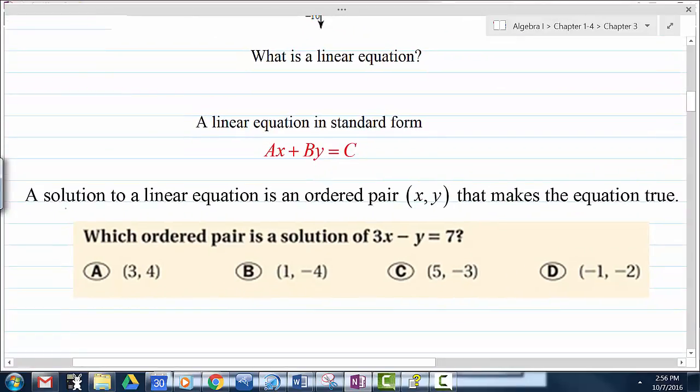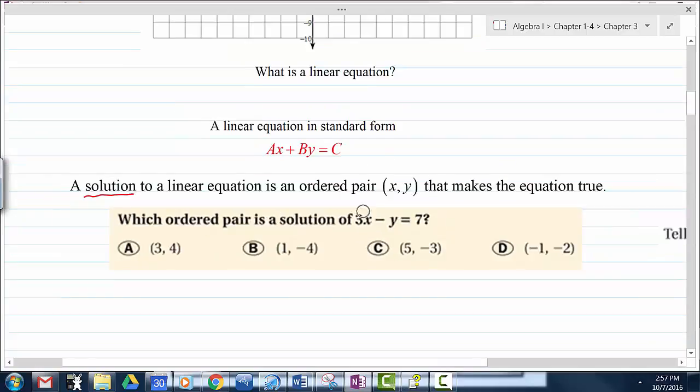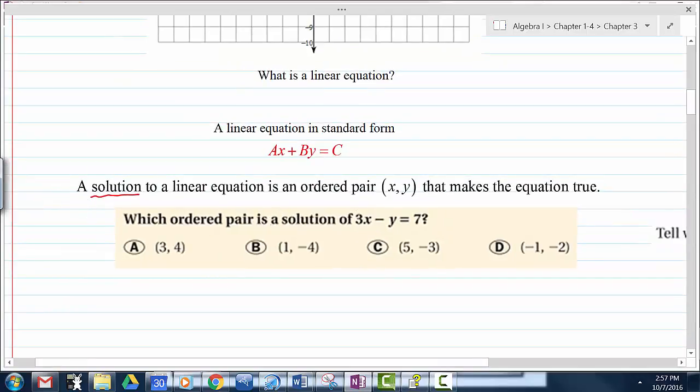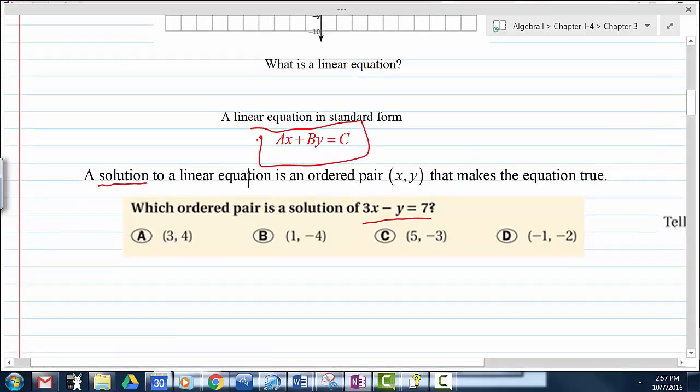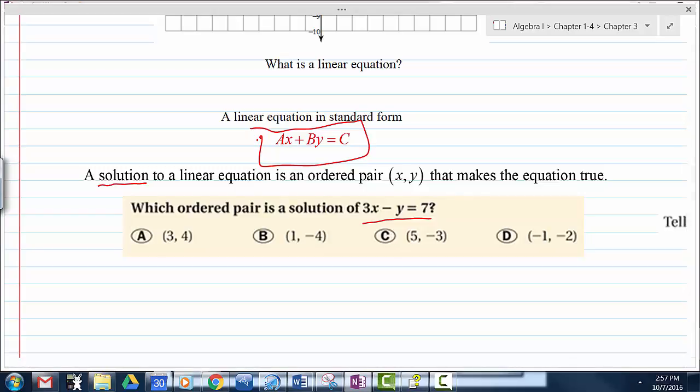When you're talking about a linear equation, a solution to a linear equation is just an ordered pair (x, y) that makes the equation true. For example, if I asked you which ordered pair is a solution to this equation right here, I agree it's a linear equation. Linear equations in standard form look like ax + by = c. How can I tell whether or not the solution given is a true statement? I can just plug it in.